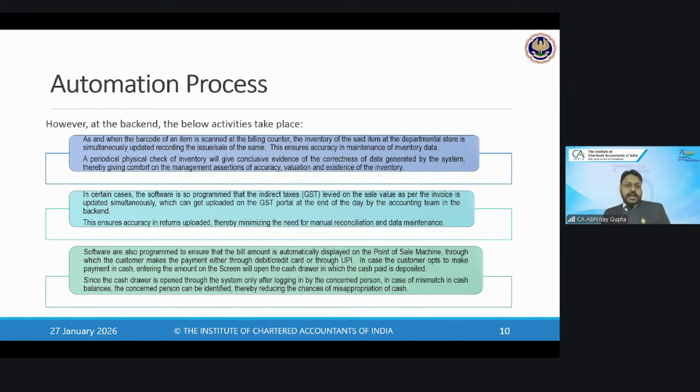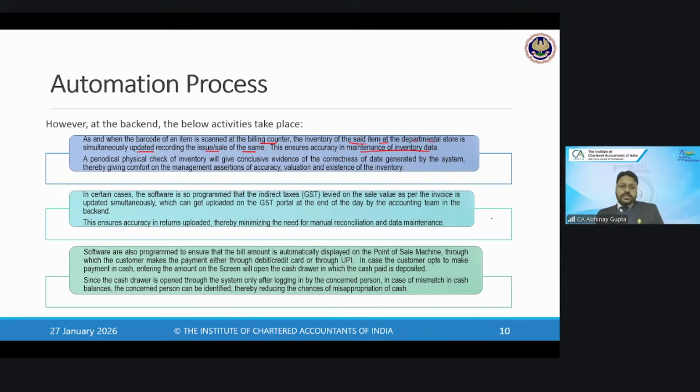Right? So in the backend, what are the activities taking place? As and when the barcode of an item is scanned at the billing counter, the inventory of the said item at the departmental store is simultaneously updated, recording the issue or the sale of the same. This ensures accuracy in maintenance of the inventory data at the departmental store, which can be further verified by the physical count. So if you wanted to do the physical count, you can do it and see that inventory records are up to date, right?